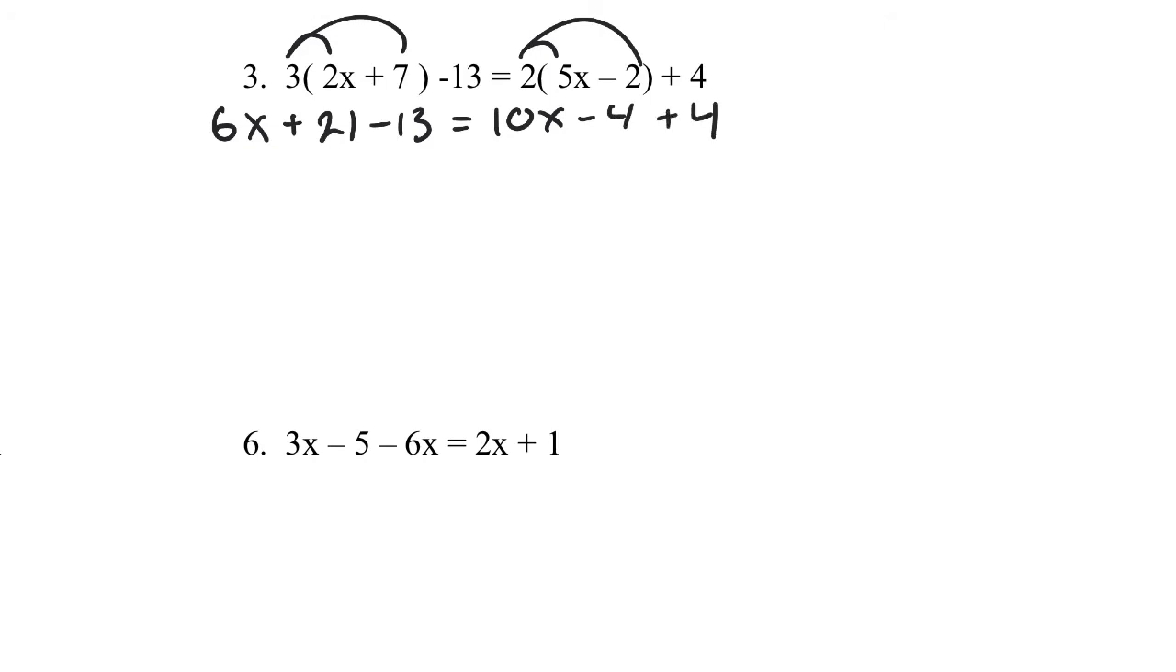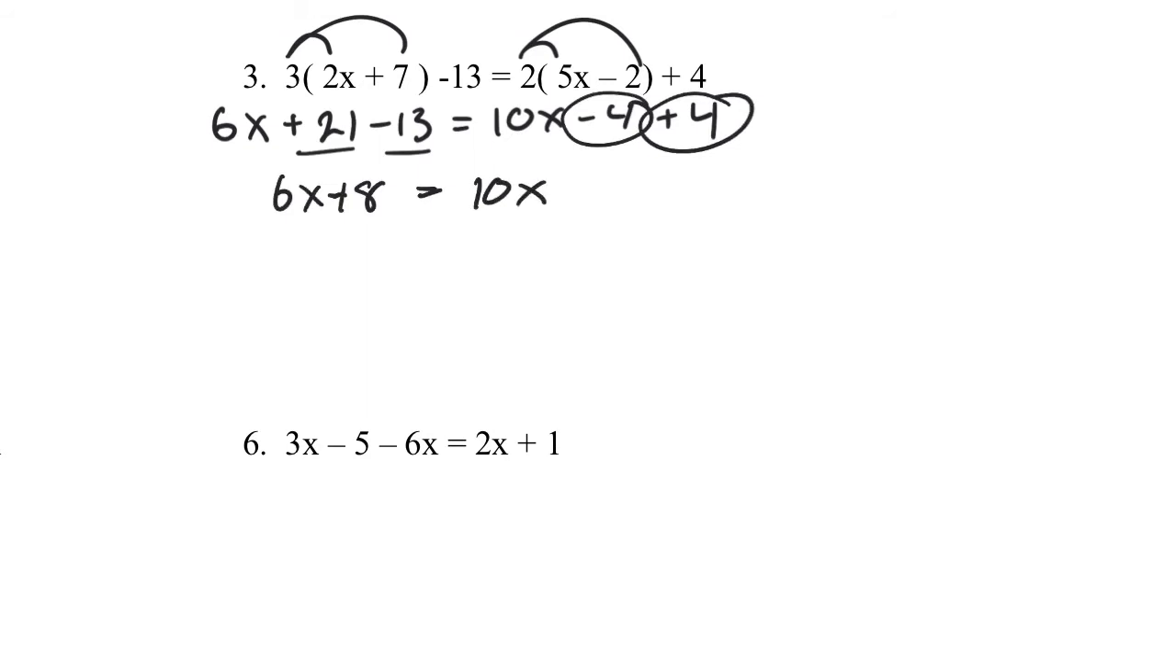Now we want to combine like terms. So on the left-hand side, we got this 21 and negative 13. So we're going to get 6x plus 8. And then on the right-hand side, we got a negative 4 and a positive 4. Well, anything plus its opposite is just 0. So that's just going to be 0, and we're going to be left with 10x.